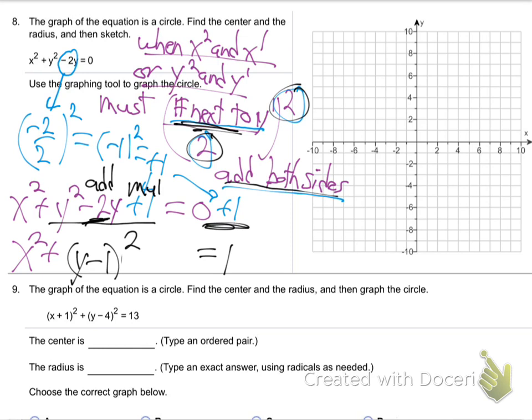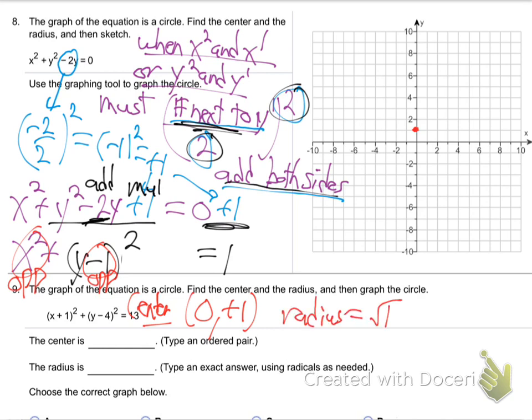Now why do we do all that? Because now it's easy to graph. How do we find the center? Opposite, opposite. So what's next to x? Nothing, so that's 0. What's next to y? Negative 1, the opposite is positive 1. That's the center. So over 0 up 1 right here is the center. And the radius is the square root of the number on the right. Square root of 1 is 1. So it means you go up 1, down 1, right 1, and left 1. It's just a tiny little circle right there.